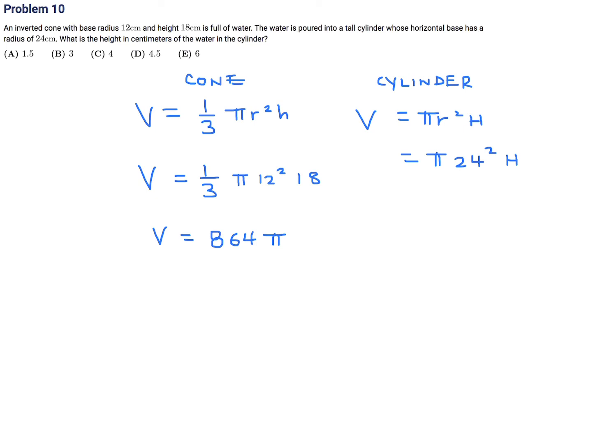So the height of the water we can figure out by setting this equal to that, because it's the same amount of water. So 864 pi is equal to pi 24 squared times height. So that basically means that we have 864 over 24 squared. And when you do that math, you get h is equal to 1.5. Number 10, the answer is A.